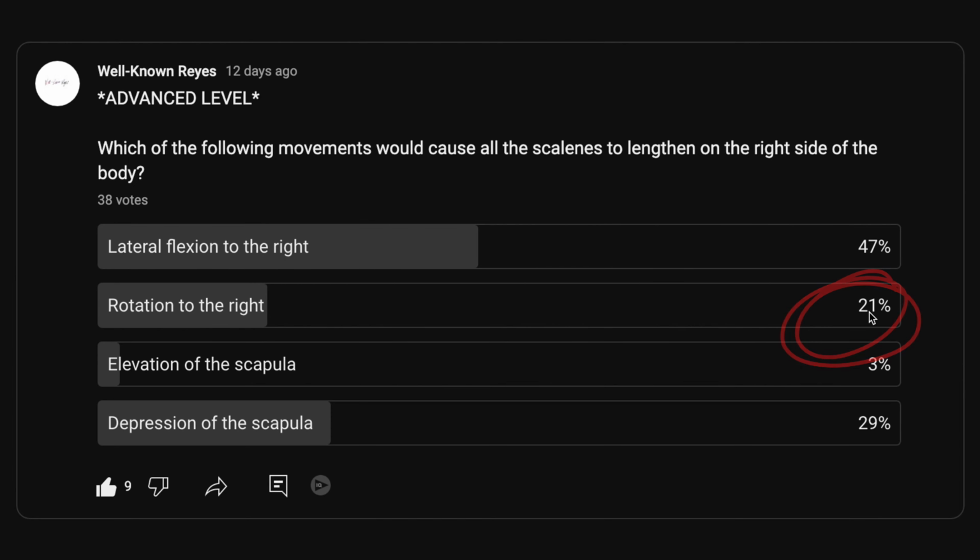21% of you got this answer correct. Now, if you did not get this answer correct, I would encourage you to jump back into your textbooks and make sure you understand the origin and insertions and actions of the scalenes.